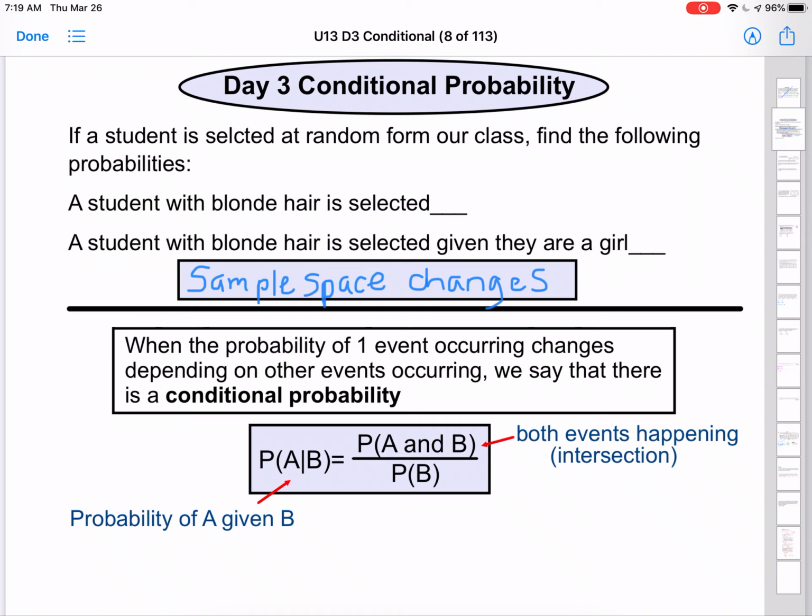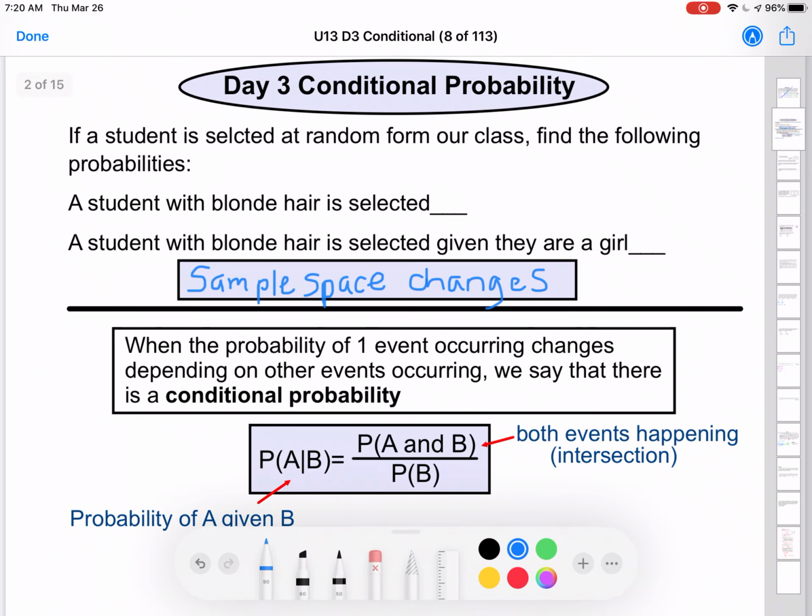Okay, so if we were in class today, I was going to do a quick activity with you. We'll still just do it because I have my roster, so I'll go off of memory. It says, if a student is selected at random from our class, find the following probabilities. A student with blonde hair is selected. I'm going to use period 2. Period 2 has 25 people, so that's my sample space. And then how many have blonde hair? I picked Danielle, Anna, Cameron, and Megan. So 4 out of 25 have blonde hair.